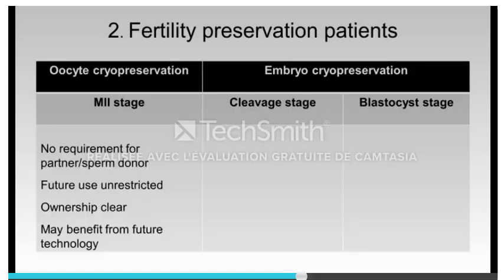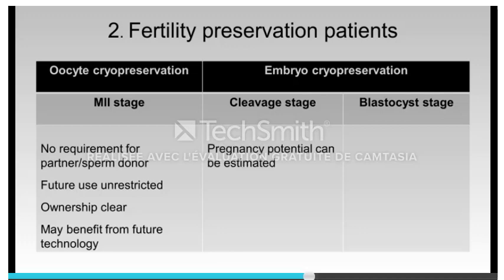Fertility preservation patients, the great advantage, of course, to turn things on its head now, oocyte cryopreservation, probably the first line. No requirement for a partner or a sperm donor, and of course that's the situation in many of those cases, particularly in all the situations basically. Future use, of course, is unrestricted. The gamete is clearly associated with the gamete donor that's had it cryopreserved, so ownership is clear. And of course anything that's cryopreserved as an oocyte may benefit from any future developments in embryo culture technology, since it hasn't actually been exposed to them at that particular point in time. So new methodologies might be available in the future in that situation.